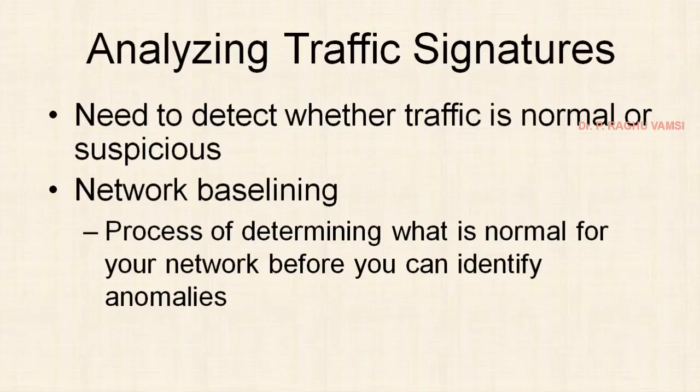Now we'll see the analyzing of the traffic signatures. You need to detect whether the traffic is normal or abnormal. This is very, very important. As a security engineer, you must be thorough with scrutinizing or categorizing whether the traffic is normal or abnormal. So for that, you have to make a network baselining. It is the process of determining what is normal for your network before you can identify the abnormalities. Whenever you list out what is normal, then automatically whatever happens other than this will become abnormal.